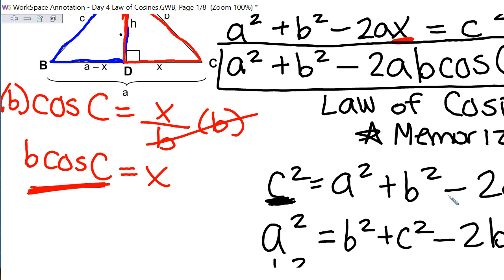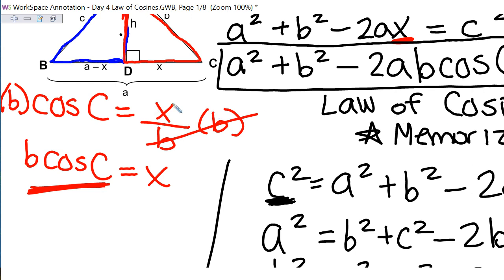If I'm using b squared, then at the very end, this needs to be cosine of angle B. Those need to match. Now if I'm using B, what are the other 2 legs? A and C, so this would be a squared plus c squared minus 2ac times the cosine of angle B. So those are the 3 versions of the law of cosines.